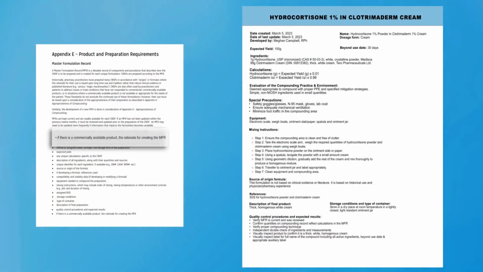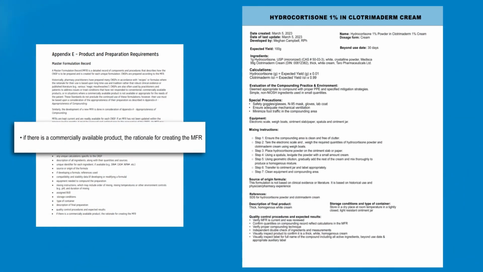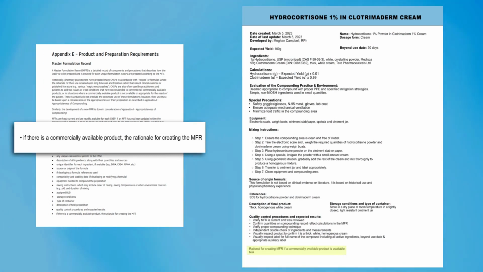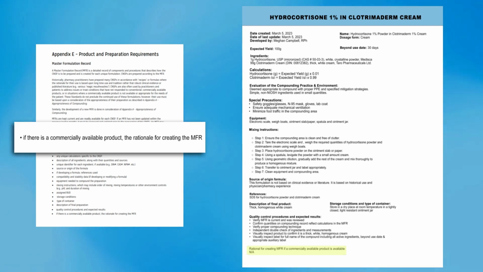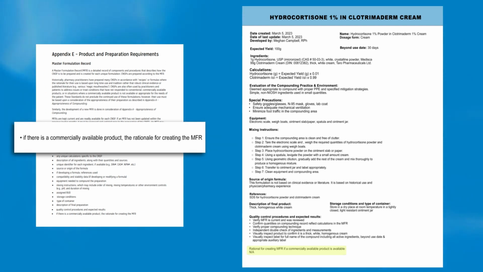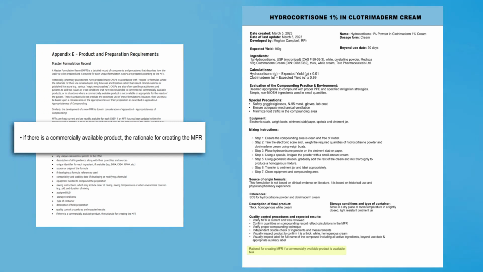Finally, if a practitioner decides to prepare a compound that is commercially available, they must include their rationale in their MFR. An example of this is dexamethasone suspension. There is a commercially available dexamethasone elixir, but it may not be appropriate for the pediatric population for two reasons. The product contains alcohol, and it's also a concentration that is very low, and the required dose would be a large quantity that many children may have trouble taking. The rationale for compounding would be to avoid alcohol ingestion by pediatrics and also improve compliance by compounding a stronger concentration.